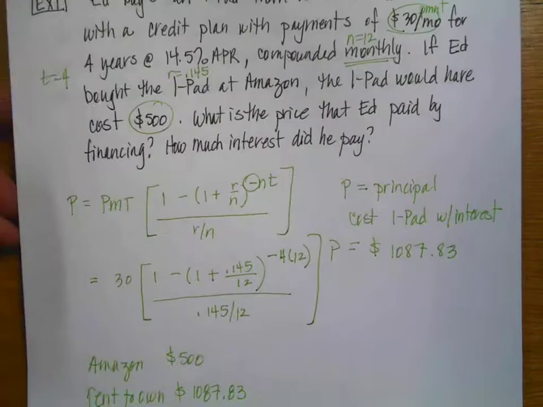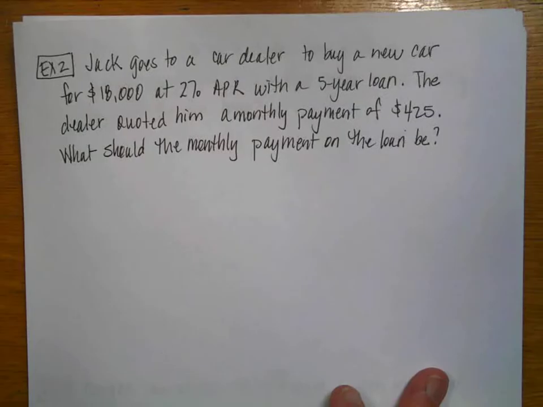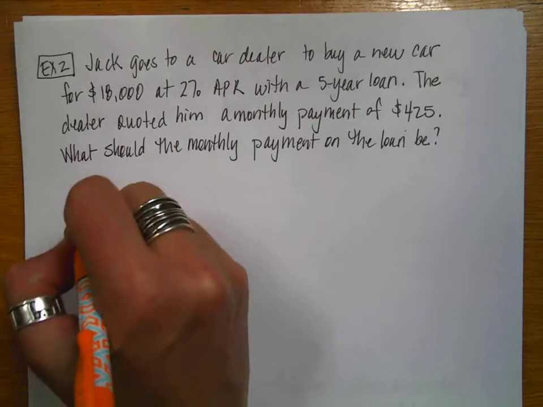Okay? All right. So we've already talked about our payment formula. So in our next example, we're going to talk about monthly payments. So in this example, Jack goes to a car dealer to buy a new car for $18,000 at 2% APR on a 5-year loan. Okay, and most car loans are a 5-year loan. The dealer quoted him a monthly payment of $425. But the question is, is the dealer actually quoting an accurate payment? What should the monthly payment be?